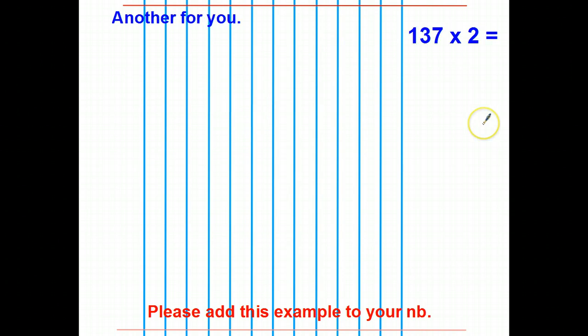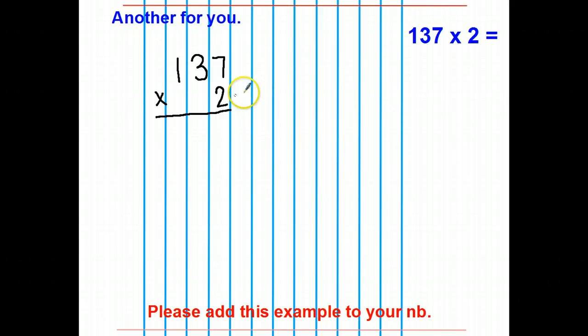All right, here's one for you to try. 137 times 2. I'll do like we did last time. Your first job is to write it into your notebook. Pause the video. Okay, here's what it ought to look like. 137 times 2. Okay, pause the video while you take care of the next step.